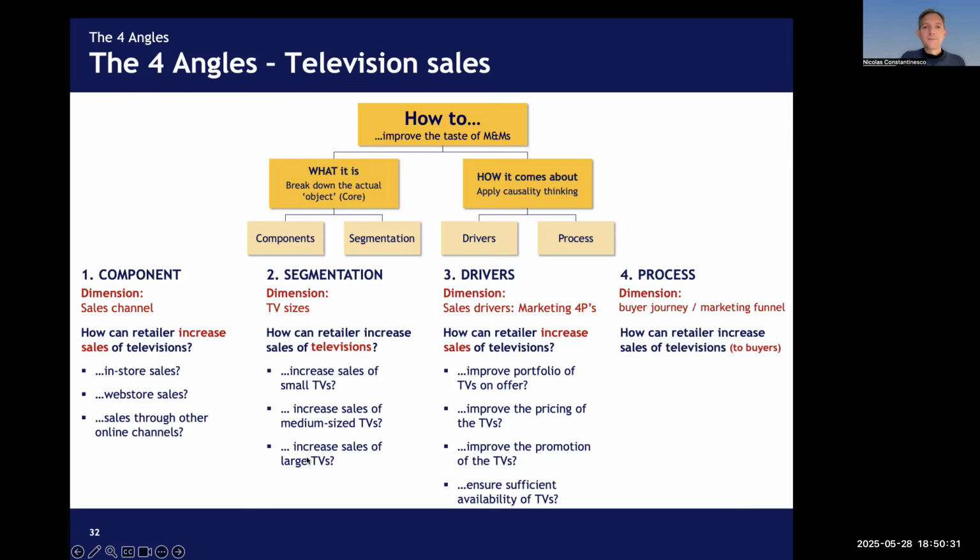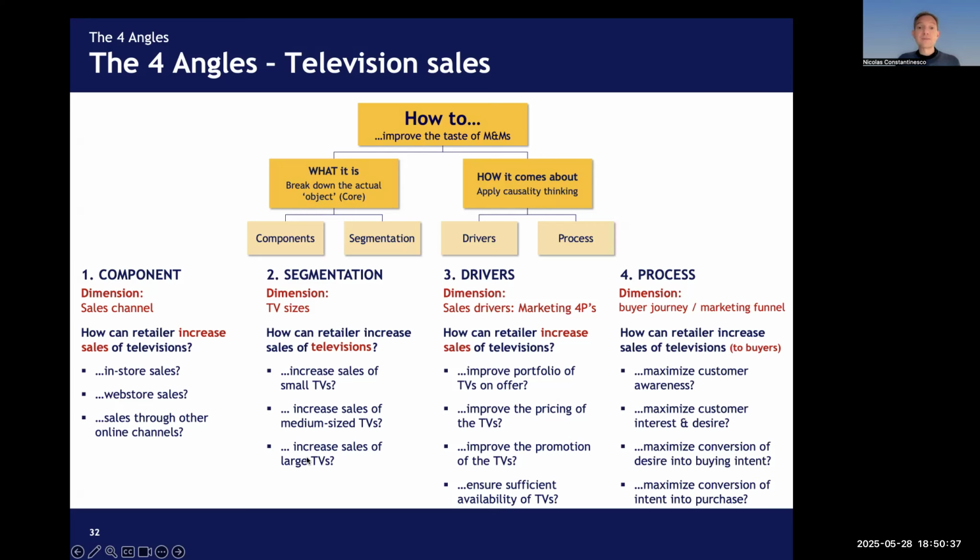So it could look like this. How could the retailer maximize customer awareness? How could they maximize customer interest and desire or activation? How can they maximize conversion of this desire into buying intent? And then how can they maximize the conversion of intent into purchase? Right? So it basically created the steps that a potential buyer goes through, and then how do we maximize the volume in the first step, and then the conversion to the next step, to the next step, to the next step.